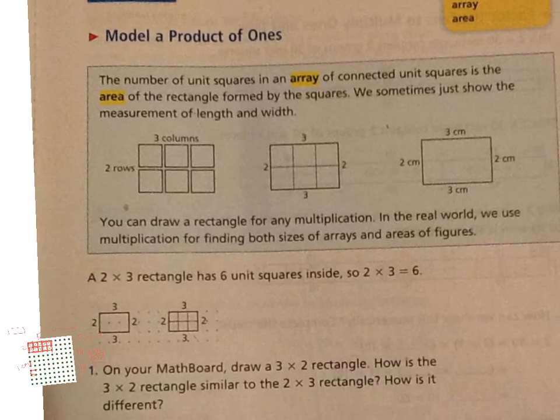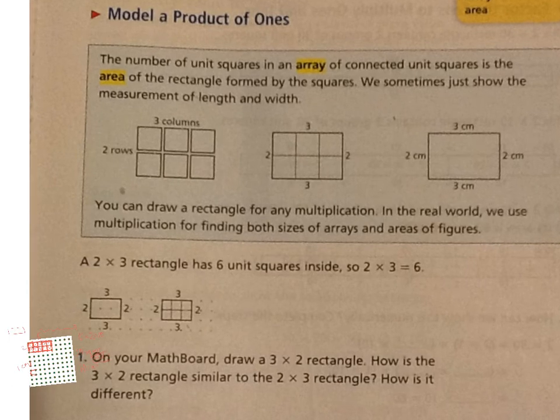So it says the number of unit squares in any array of connected unit squares is the area of the rectangle formed by the squares. Okay, we did something very similar on the last one.